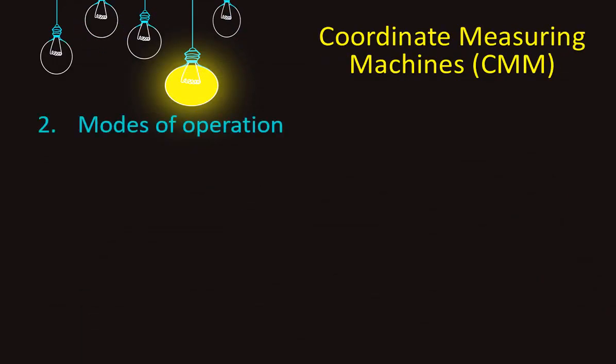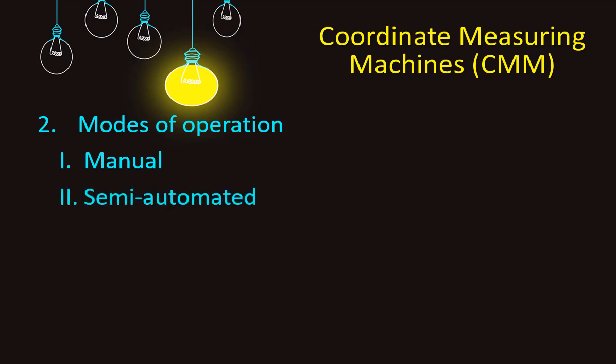Now we will see the modes of operation. The first one is manual. In manual CMM, it has a free floating probe that the operator moves along the machine's 3 axes to establish contact with the part features. The difference in the contact positions are the measurements here.